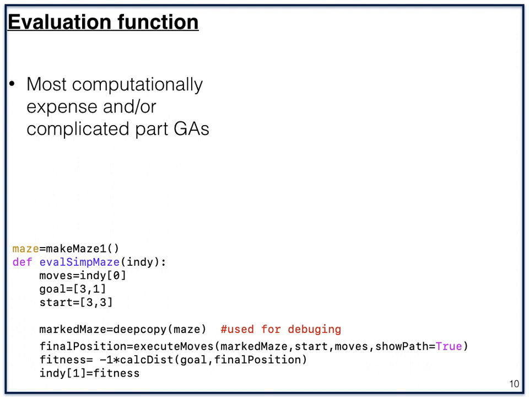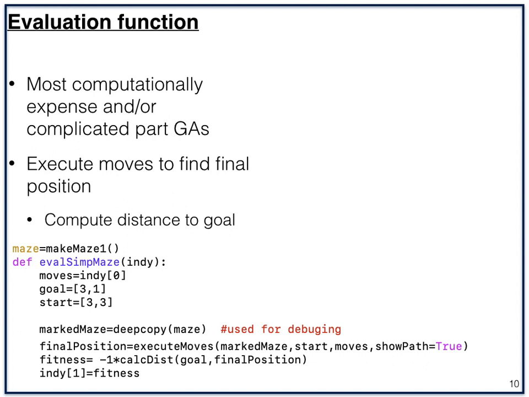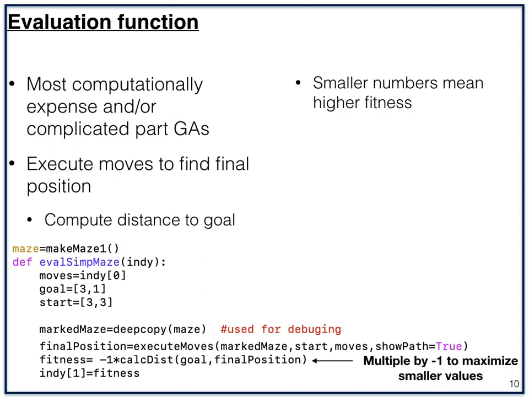So in this example here, for this problem, the piece of code below just executes the moves that we're evolving for this robot problem and finds some final position, and then we compute the distance to the goal. In this instance, smaller numbers mean higher fitness. So if you have a function that is supposed to maximize values, one way that you can search for small numbers is to just multiply your fitness by -1. Then you can maximize those smaller numbers.